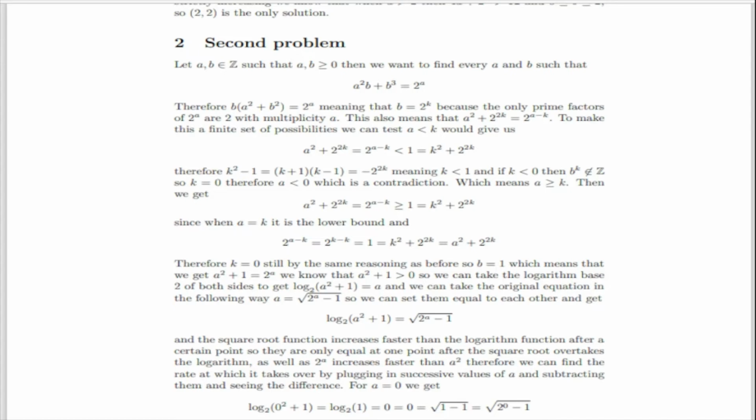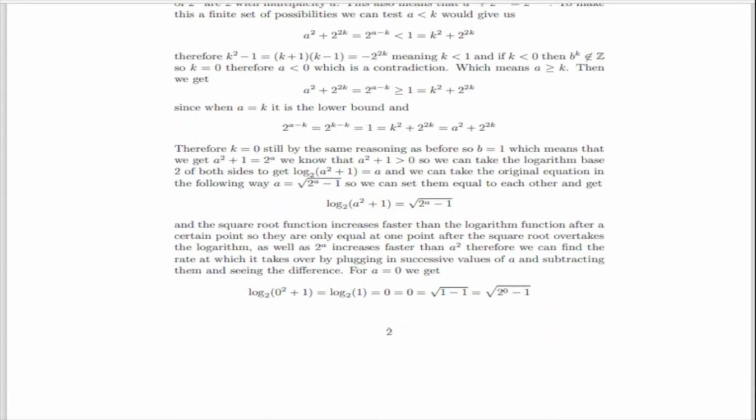And the square root function increases faster than the logarithm function after a certain point, so they are only equal at one point after the square root overtakes the logarithm. As well as 2 to the a increases faster than a squared. Therefore, we can find the rate at which it takes over by plugging in successive values of a, subtracting them, and seeing the difference.